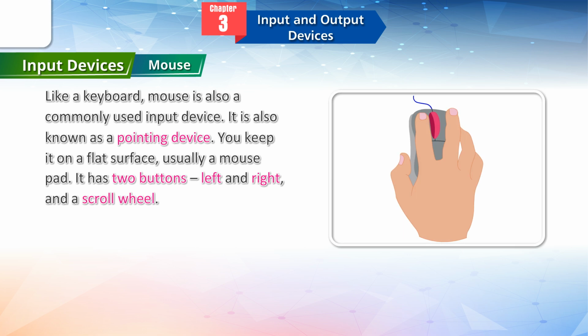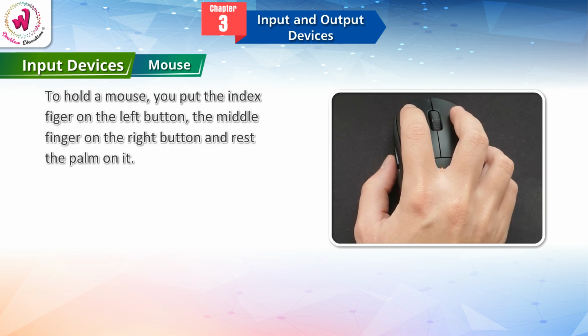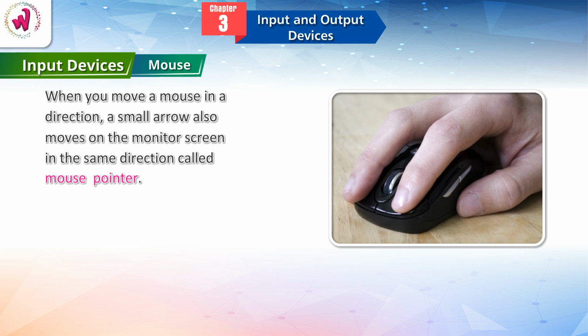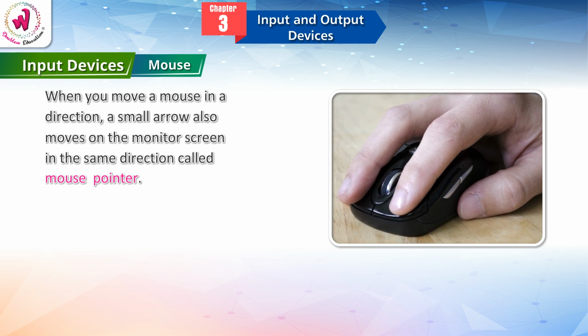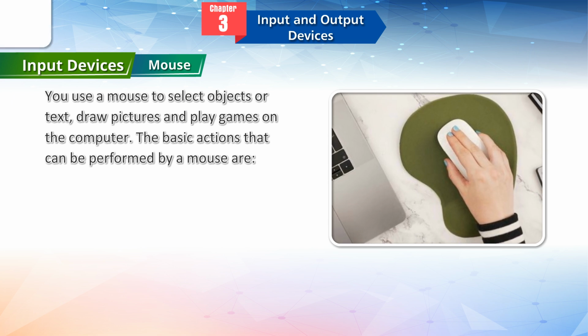Mouse. Like a keyboard, mouse is also a commonly used input device. It is also known as a pointing device. You keep it on a flat surface, usually a mouse pad. It has two buttons, left and right, and a scroll wheel. To hold a mouse, you put the index finger on the left button, the middle finger on the right button, and rest the palm on it. When you move a mouse in a direction, a small arrow also moves on the monitor screen in the same direction, called mouse pointer. You use a mouse to select objects or text, draw pictures and play games on the computer.